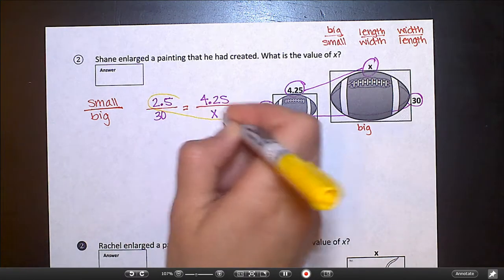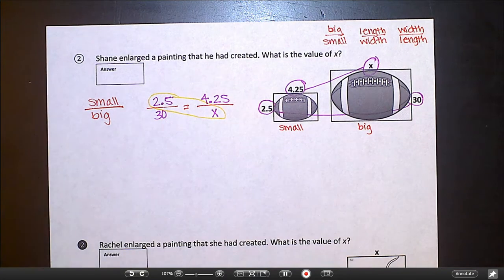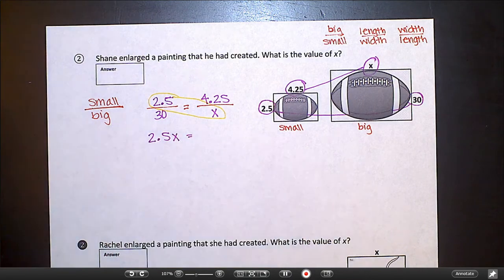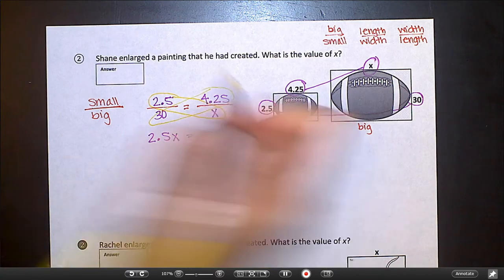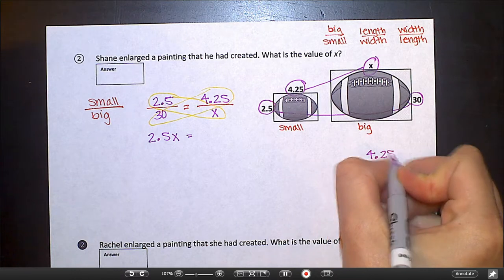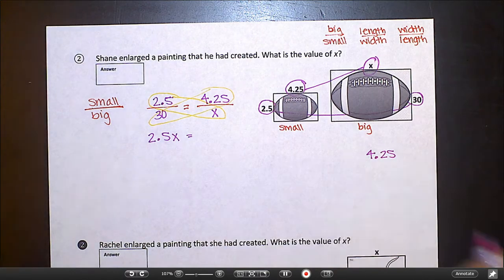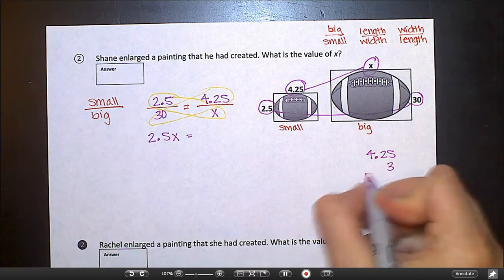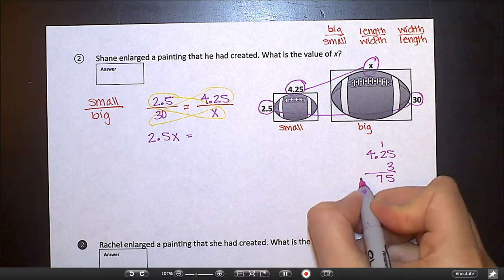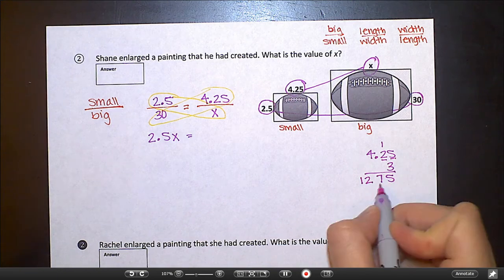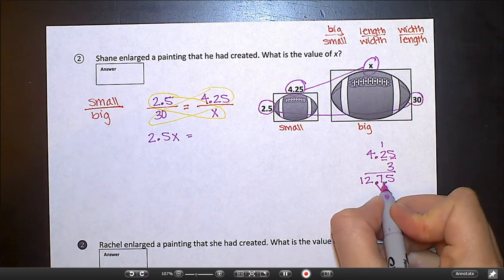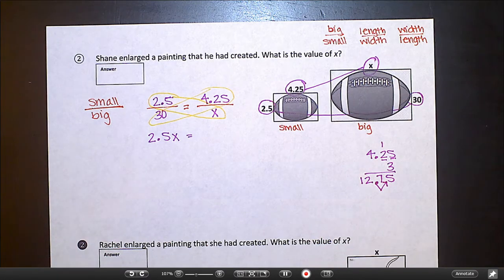So 2 5/10 times x is 2 5/10 x equals 4 25/100 times 30. So that's the multiplication we need to do. Let's go over to the side. 4 25/100 times 30. Well, I know that I can just multiply by 3. So that's 15. That's 7. That's 12. And then I need 2 digits after the decimal point. And then I can move the decimal point one more time to the right and get 127 5/10.